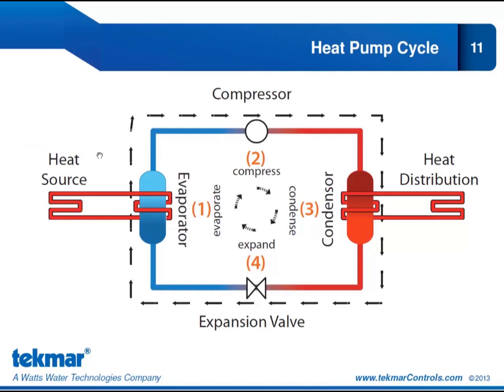On the left-hand side, I have my heat source, and on the right-hand side, I have my heat distribution. So we're going to start at the heat source. Now the heat source for geothermal is earth or water. So I have my tubing buried either in the ground or at the bottom of a lake or pond. And this system is going to be a glycol system to make sure we don't experience any freezing. In the heating season, the glycol mixture is brought to the heat pump unit inside the building, and it passes to the evaporator.